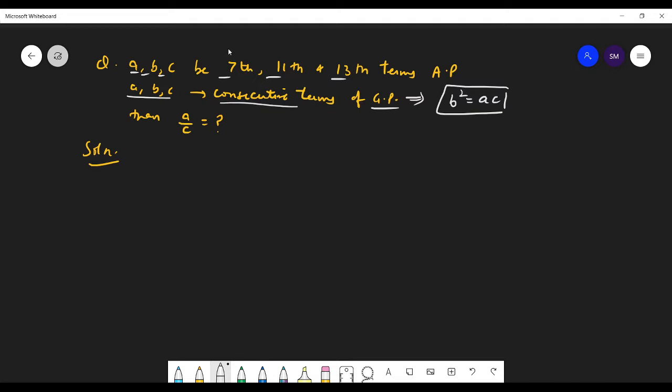That's good. So you can consider that because ABC is already used, it will get you confused. So better to write A1, or you can write capital A. That's your choice. So A plus 6D, A plus 10D, and A plus 12D. Okay, come on now, find it out. A plus 6D is equals to A, A plus 10D is equals to B, and A plus 12D is equals to C.